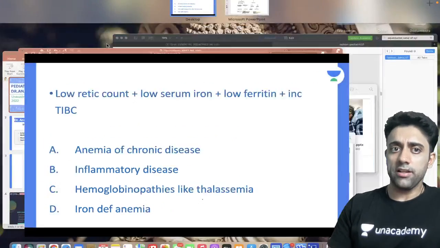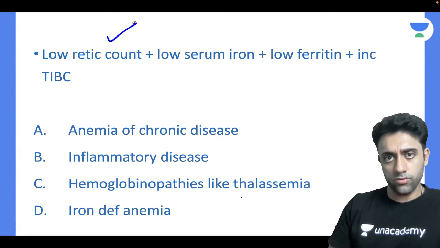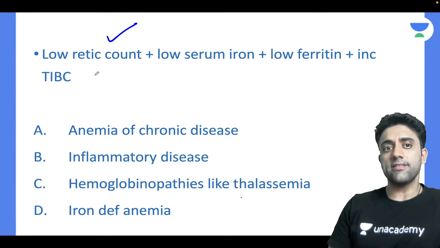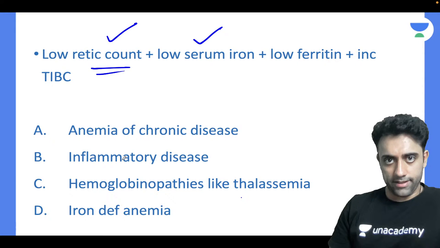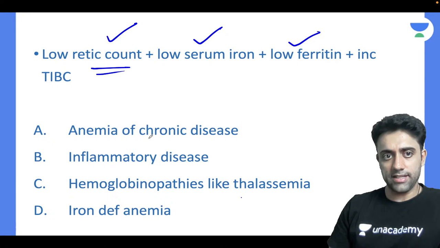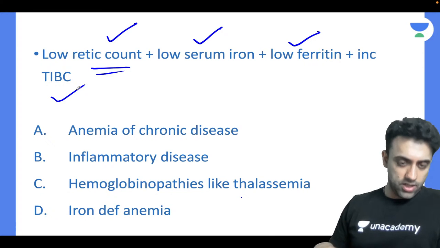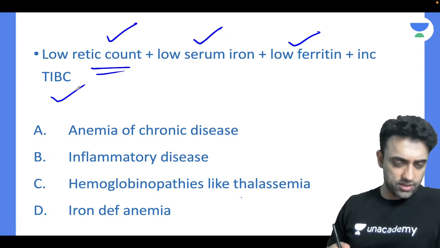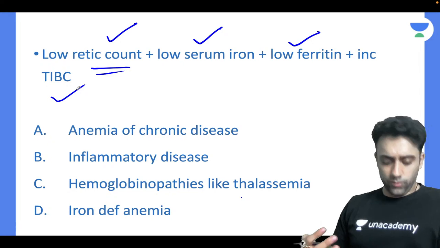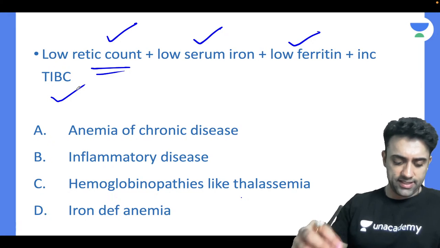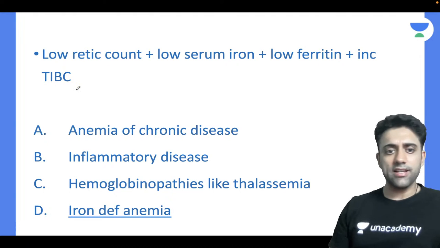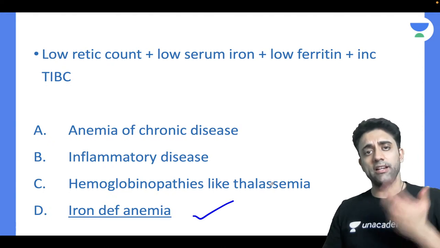A patient having low retic count, means the RBCs are not forming, right? Low serum iron, low ferritin, and increased total iron binding capacity. What do you think? What is the best answer I can appreciate in this slide? Okay, someone says D, someone says A, exactly. The best answer is iron deficiency anemia, yes or no?